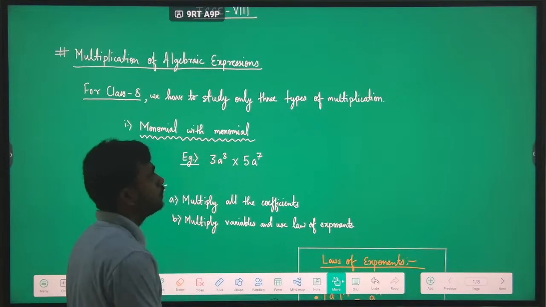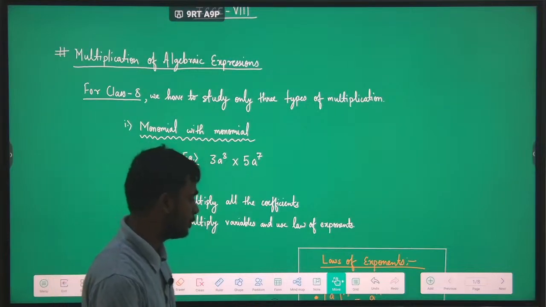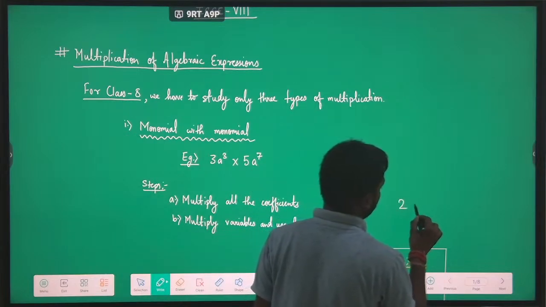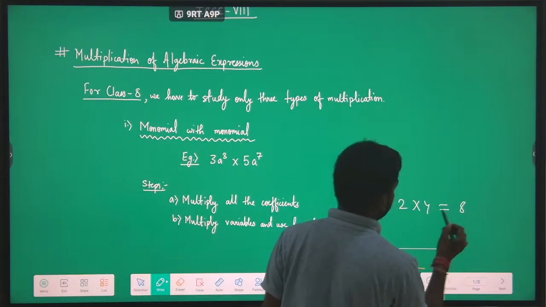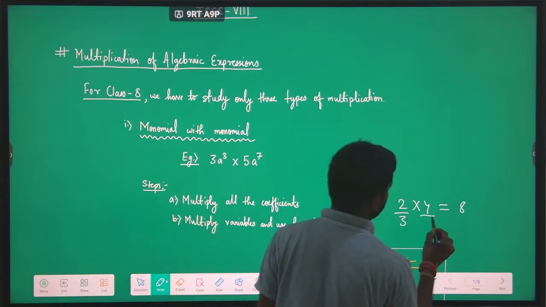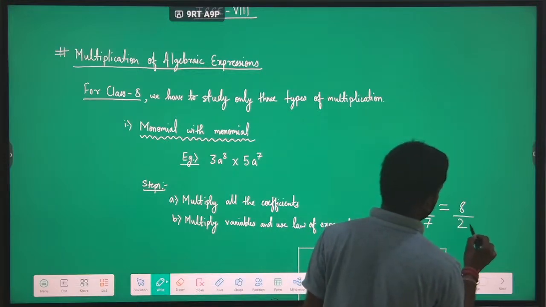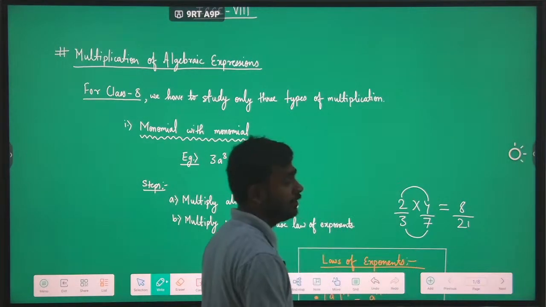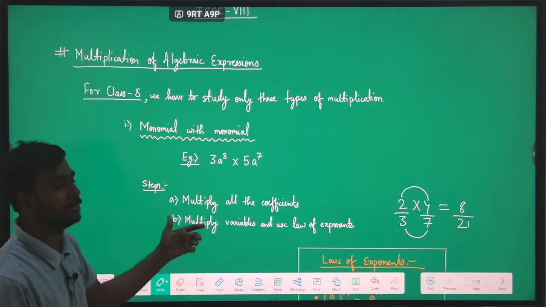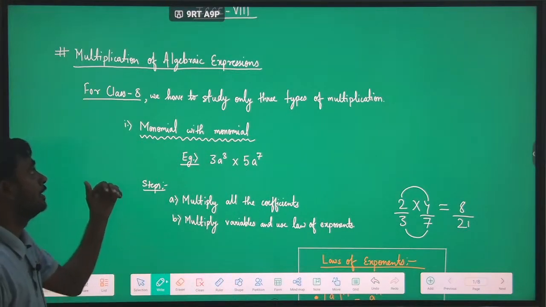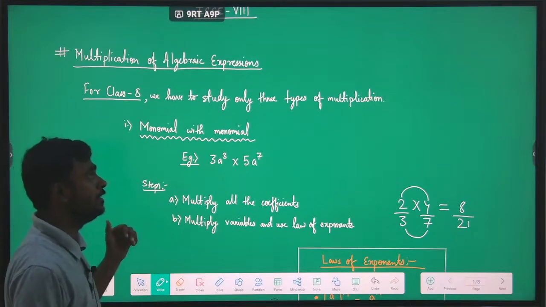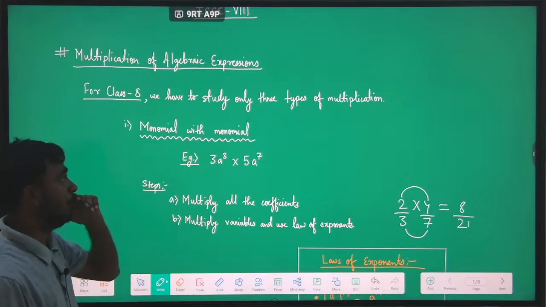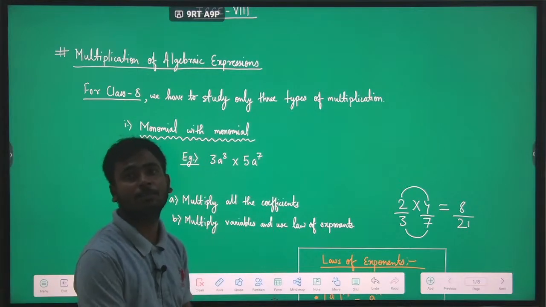Multiplication generally refers to multiplying certain things. For example, in lower classes, we have studied that when we multiply 2 into 4, it is 8. Or when we multiply 2 by 3 into 4 by 7, it is 8 upon 21. The numerator is multiplied with numerator and the denominator with denominator. So here also we will study the types of multiplication. For class 8 we have to study only 3 types of multiplication.